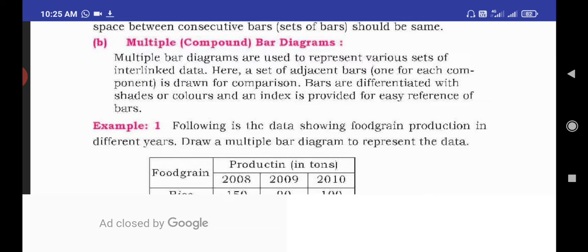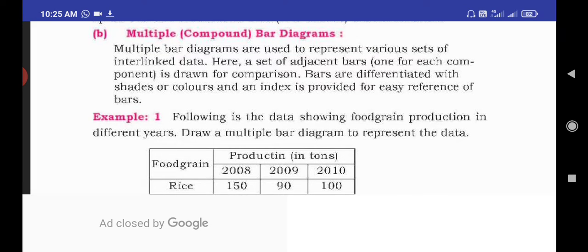A multiple or compound bar diagram means that when we are creating a diagram, we use various sets of interlinked data. We give importance to interlinked data. A set of adjacent bars means one for each component. Interlinked data means interconnected data, the information presented in a problem. That data we have to consider here because it is a multiple or compound bar diagram.